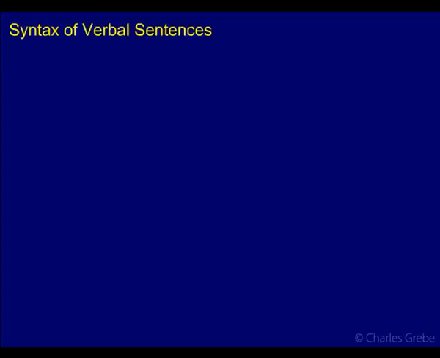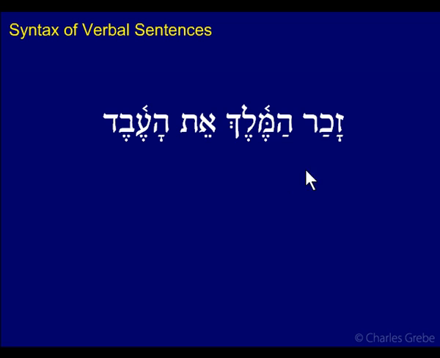Syntax of verbal sentences. We looked at word order before in a different module, and we said that the expected word order, the order of words in a sentence, is VSO. And I'm writing this in the Hebrew direction, so like this. And so we can look at an example like this.